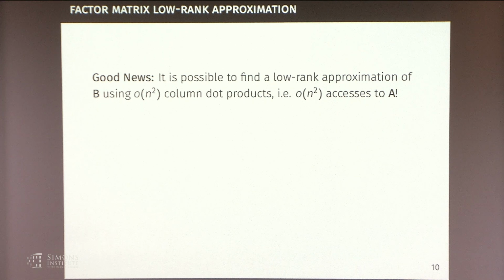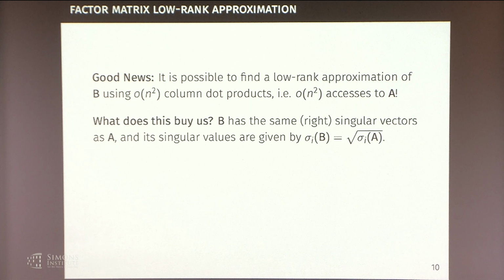Okay, so the good news is that if I wanted a low-rank approximation of this factor matrix B, we can show how to do this using less than n squared column dot products. And this corresponds to using less than n squared accesses to A and therefore a sublinear time algorithm, if I wanted to compute a low-rank approximation of B. I'll explain how to do this in a second. It's not very hard, and we can do it using a lot of methods developed in this community for CUR type algorithms. But what does this buy us?